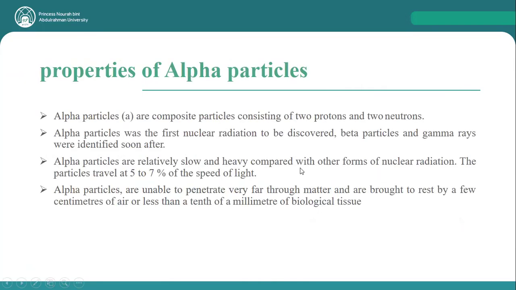Properties of alpha particles. Alpha particles consist of 2 protons and 2 neutrons. The alpha particle was the first nuclear radiation to be discovered. Beta particles and gamma rays were identified soon after. Alpha particles are relatively slow and heavy compared with other forms of nuclear radiation. The particles travel at 5 to 7% of the speed of light.